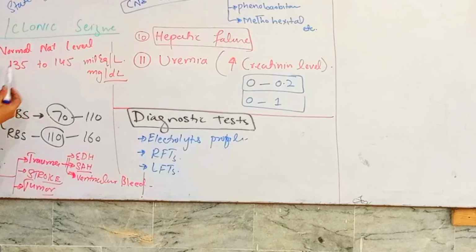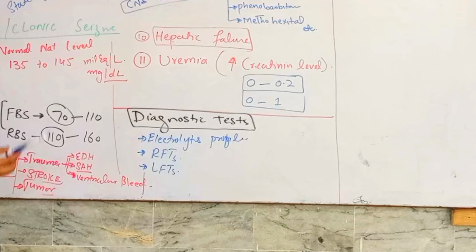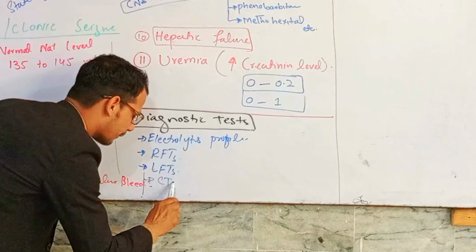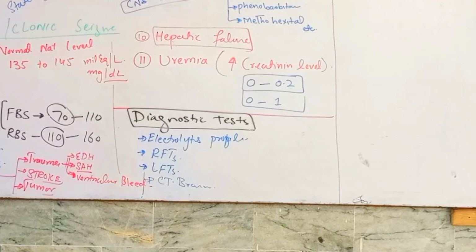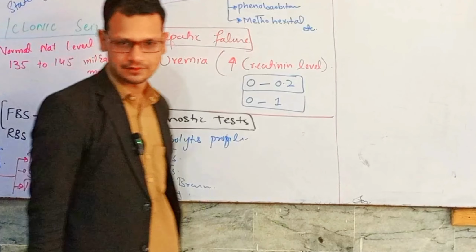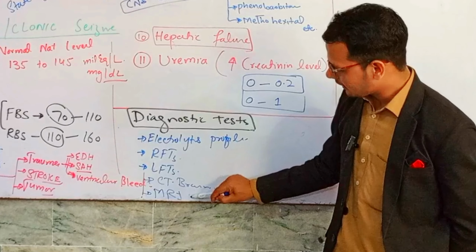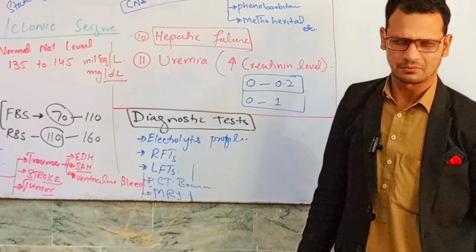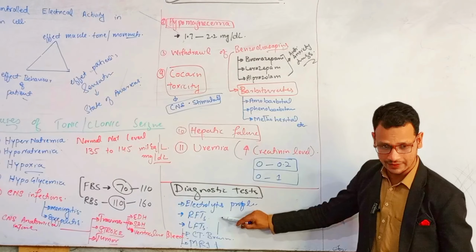LFTs, right, for detecting the liver problems. Hepatic failure is also a cause of seizure. CT brain is to detect any anatomical injuries or any CNS infections. I will advise also brain MRI, right? From these investigations, you will get the cause. More than 90% chances are you will get the cause from here, right?